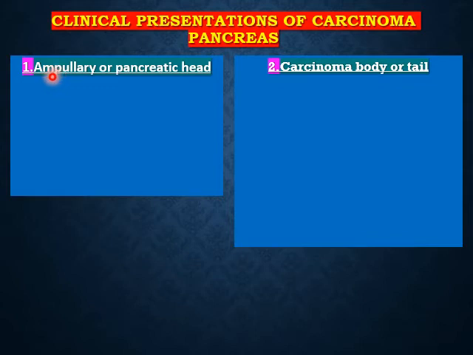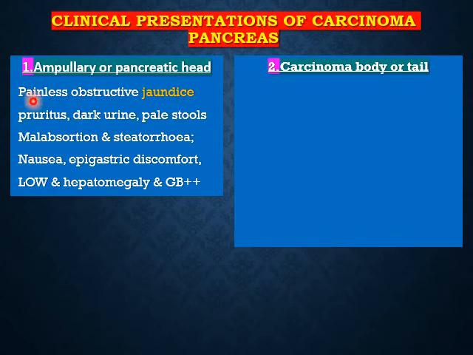In the first group, the ampullary or the pancreatic head carcinoma, the patients present with progressively painless obstructive jaundice, pruritus, dark urine, pale stools, malabsorption and steatorrhea, nausea, epigastric pain or discomfort, and definite evidence of loss of weight, hepatomegaly, and a palpable gallbladder.